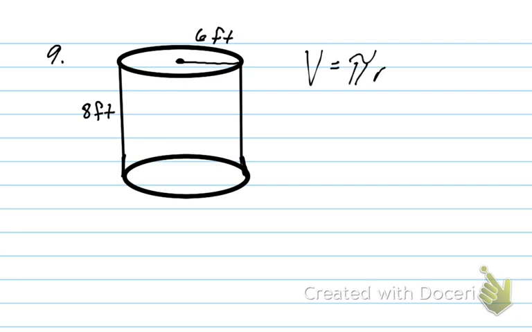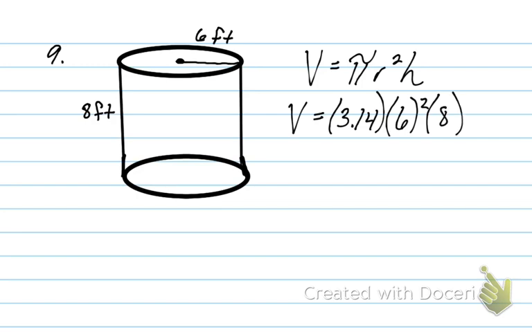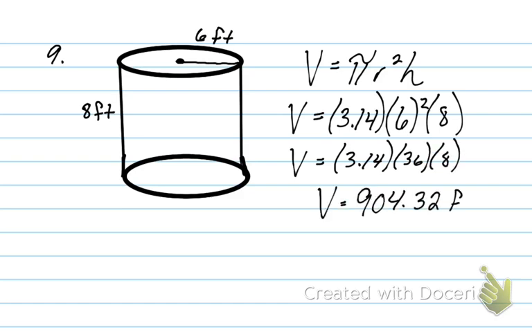V equals pi r squared h. 3.14. What's the radius? 6 squared times 8. So 6 squared is 36 times 8. And then you get your answer, 904.32 feet cubed. All right, who got that right? The exam will be specific, and if it's not, you just write your answer, and we're flexible on which one. If you said 904, that's fine also.